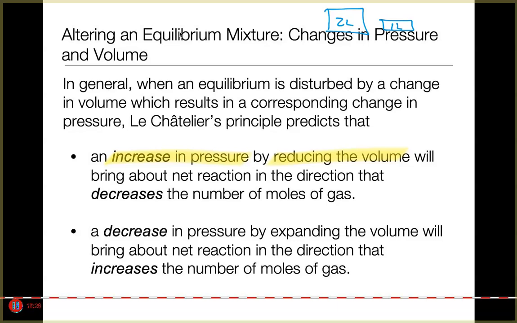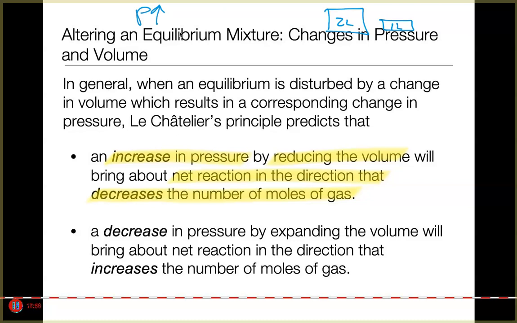So I'm increasing the pressure by reducing the volume. And what it's going to do is bring about a net reaction in the direction that decreases the number of moles of gas. So when the pressure goes up, the way the reaction tries to compensate for this disturbance of equilibrium is to get rid of as many moles of gas as possible. So it'll try to go towards the side of the reaction that has fewer moles of gas. And we'll do an example in the next slide so you'll see exactly what I mean.